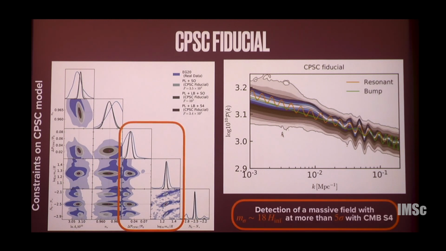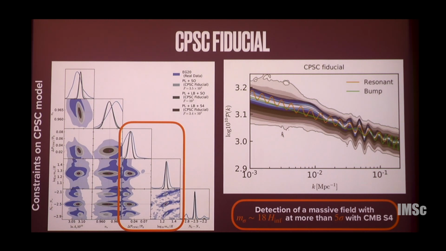So in the context of this model, just to give you an idea of what this detection would mean: because in this model the feature is produced by a massive field classically oscillating in the background, this detection would amount to a detection of a massive field with a mass which is 18 times the Hubble rate during inflation, okay? And this 18 doesn't carry any particular meaning, it's just what the data are pointing to, of course. And it will be like a more than 5 sigma detection, okay?